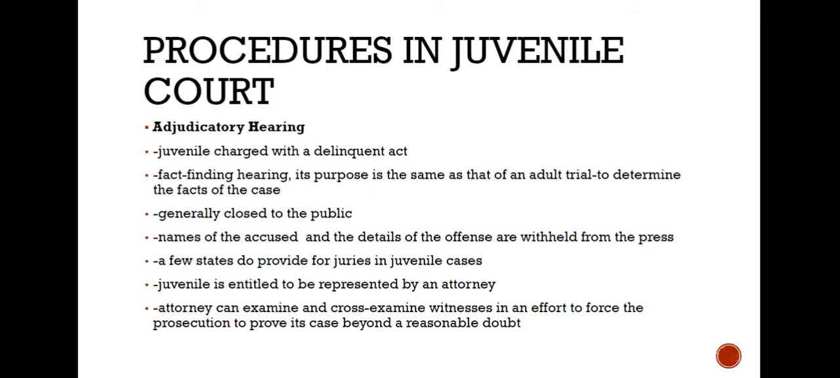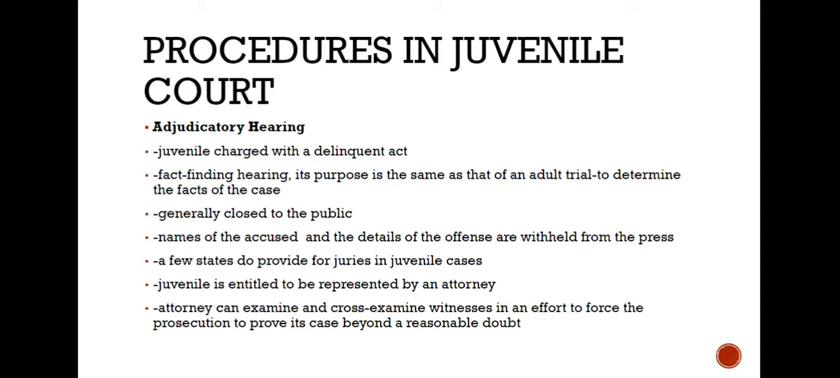All right. This is a fact-finding hearing. Its purpose is the same as an adult trial: to determine the facts of the case. It is generally closed to the public. Be sure you get that down. So it's where the juvenile is charged with a delinquent act. It's a fact-finding hearing, and it is closed to the public. Be sure you get that down. It can still be covered by the newspapers, but in that case, the names of the accused and the details of the offense are withheld from the press.